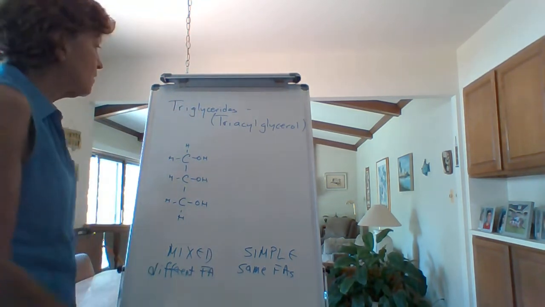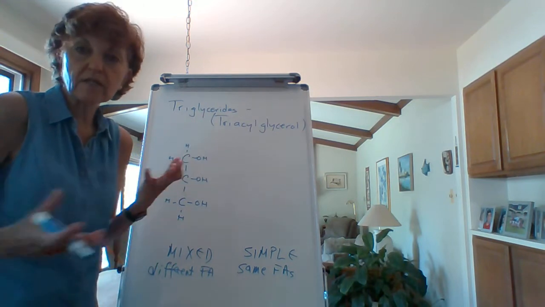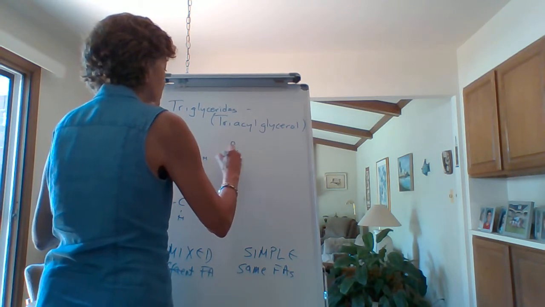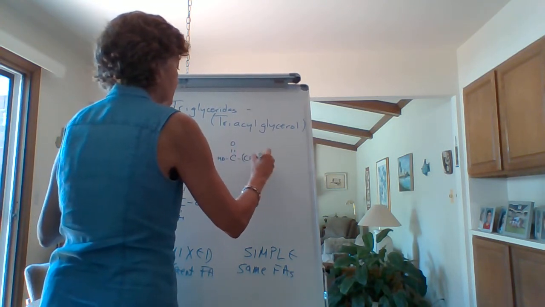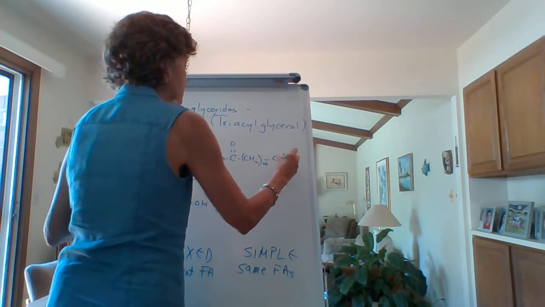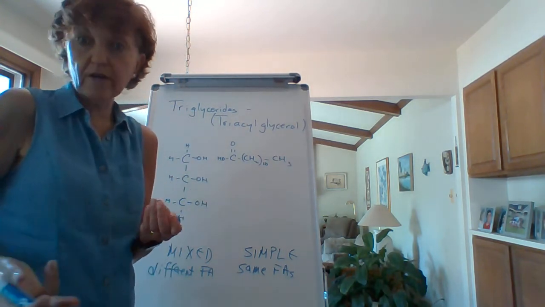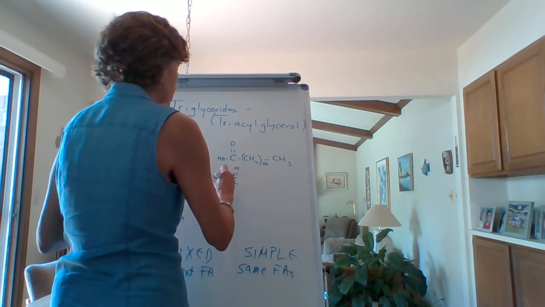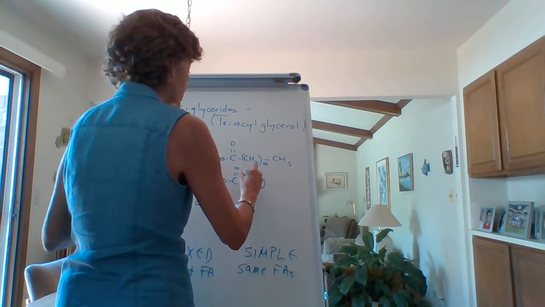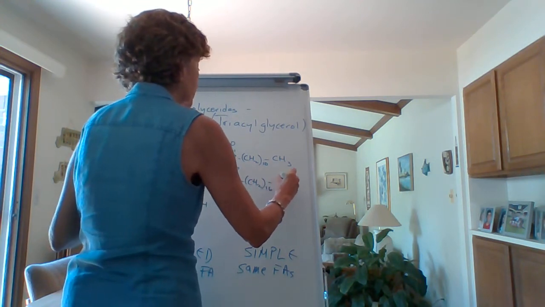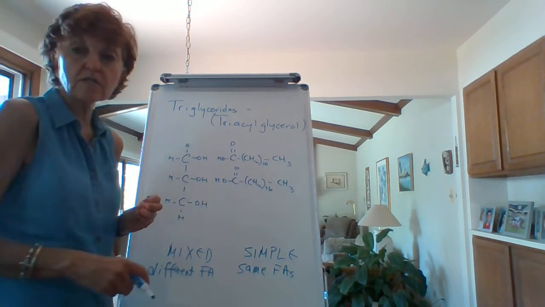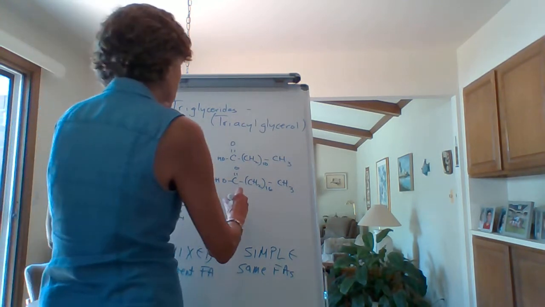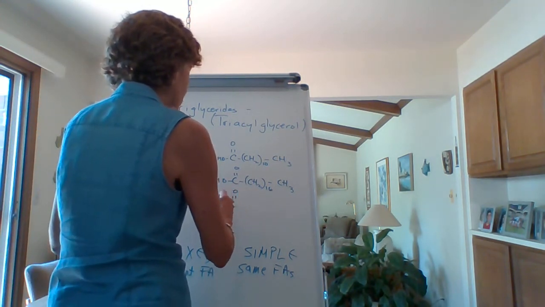Okay? So let's say we're going to do a mixed triglyceride. So I'll do maybe this fatty acid here. It happens to have 12 carbons, so that would be lauric acid. And let's say over here, I happen to have this one. It's got 18 carbons, and it looks saturated, so that would be stearic acid. And then let's say this one, I throw in an unsaturated fatty acid.